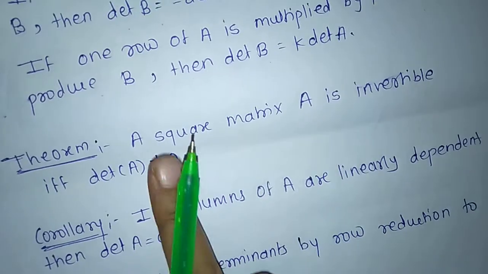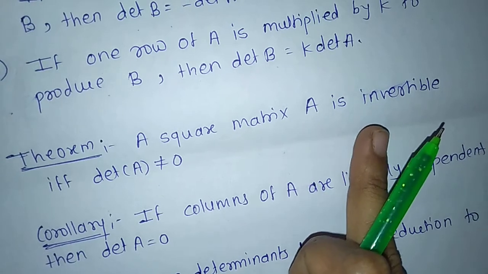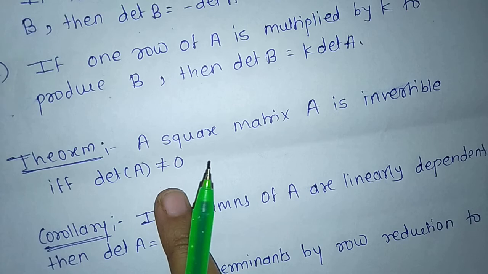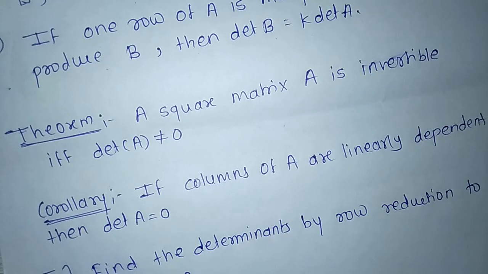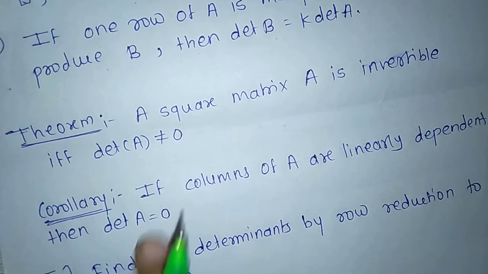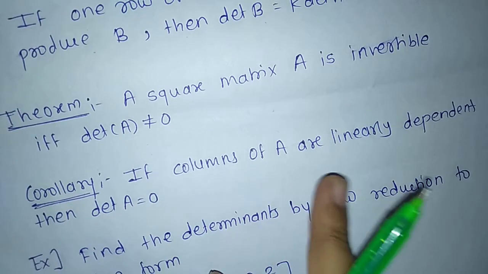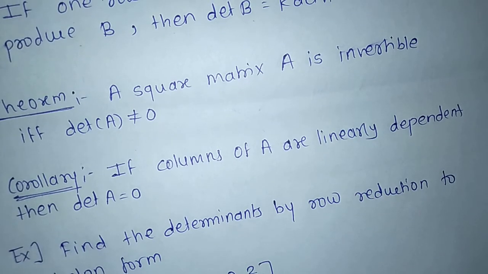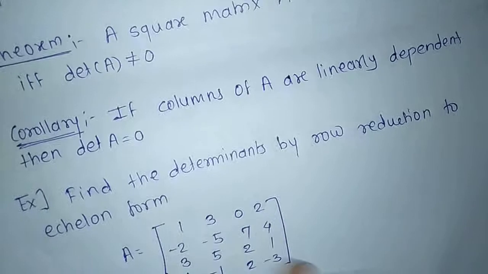Next theorem: a square matrix A is invertible if and only if determinant of A is not equal to 0. Means if determinant of A is not equal to 0, then the square matrix A is invertible. Next corollary: if the columns of A are linearly dependent, then determinant of A equal to 0. And similarly, if determinant of A is not equal to 0, then the columns of A are linearly independent. We have already seen that.